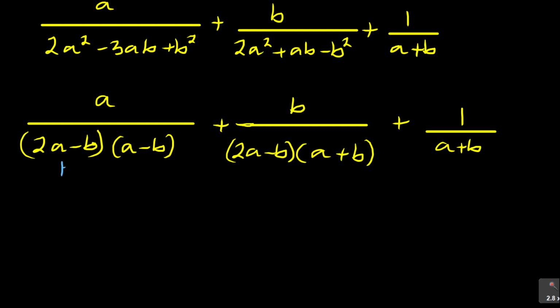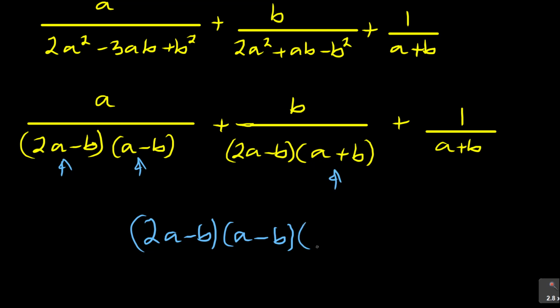For example, I've got 2a minus b. I'll write it as my first one, 2a minus b. And then I've got a minus b, so I'll write a minus b. And then I've got 2a minus b, but already I have 2a minus b, so I can ignore that. And then I've got the other one, a plus b. I'll write it as a plus b. Then I also have a plus b. So that is what I mean by the common denominator.